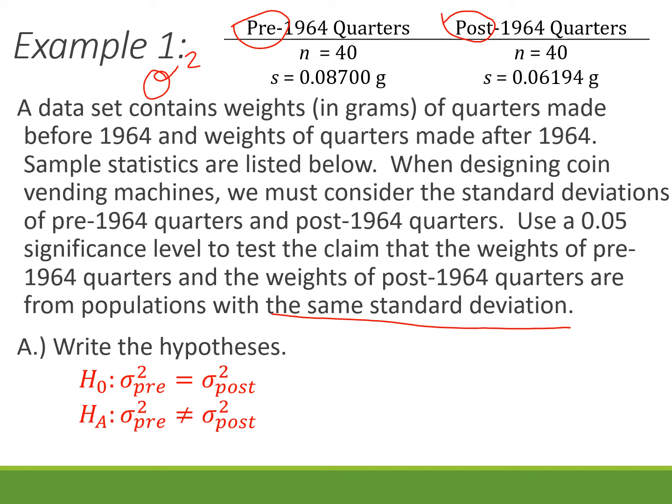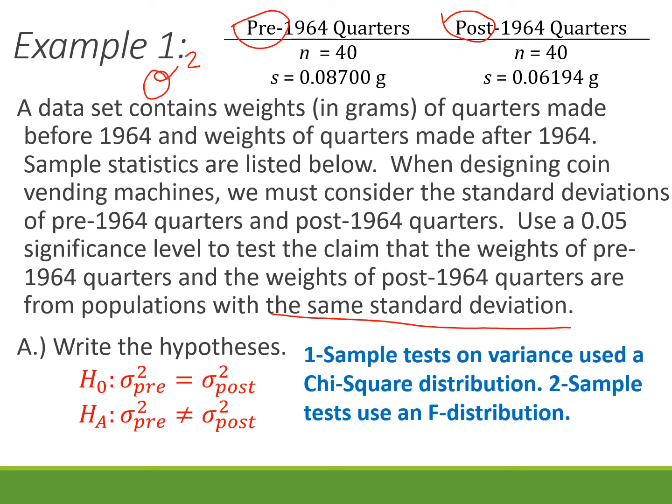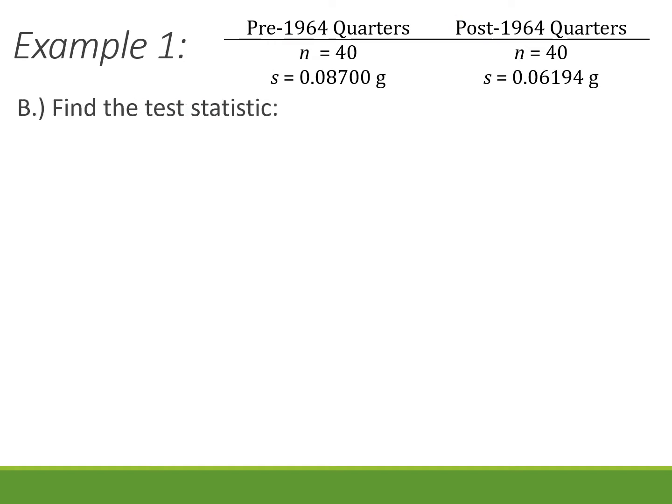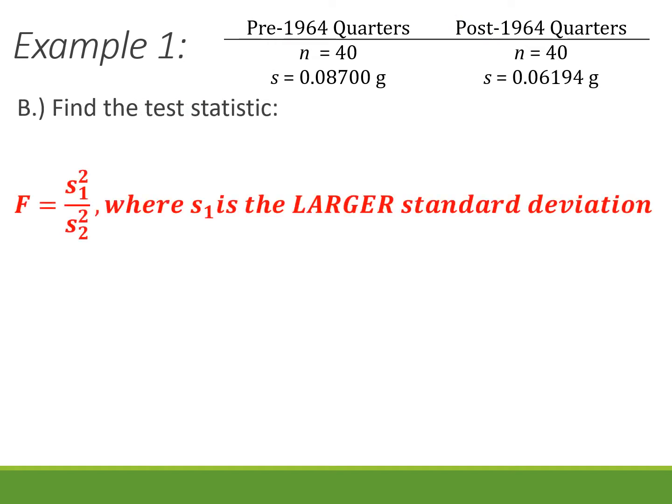They're not the same. When we actually perform this test, if you think back to the previous chapter, when we did one sample tests about variance, we used a chi-square distribution. It's going to change for two sample tests. We're going to use a new distribution called the F distribution. Test statistic for these problems is given by this equation. F equals the variance of the first sample, which is the standard deviation squared, divided by the variance of the second sample. Again, standard deviation squared.